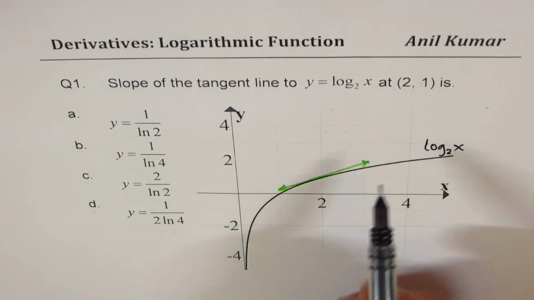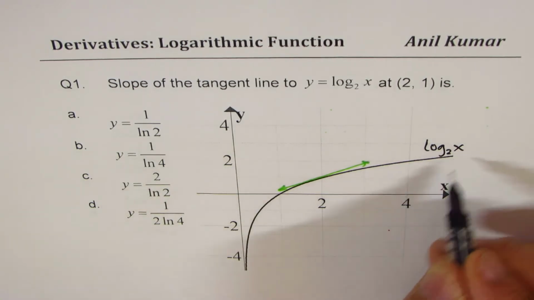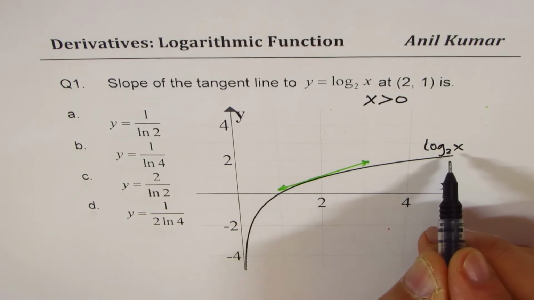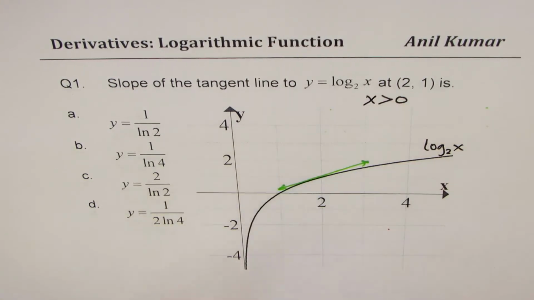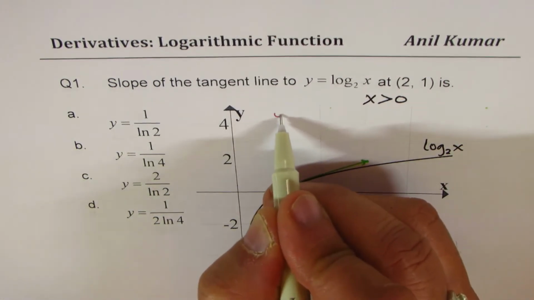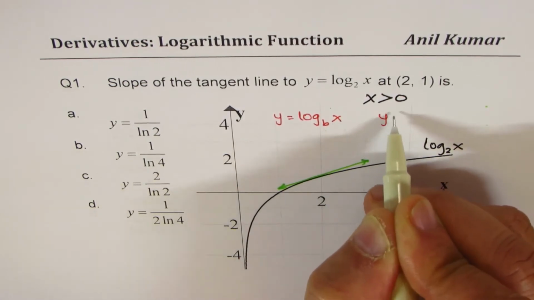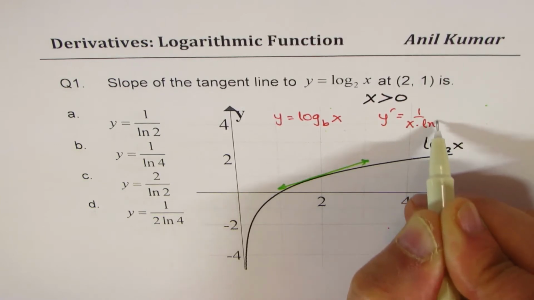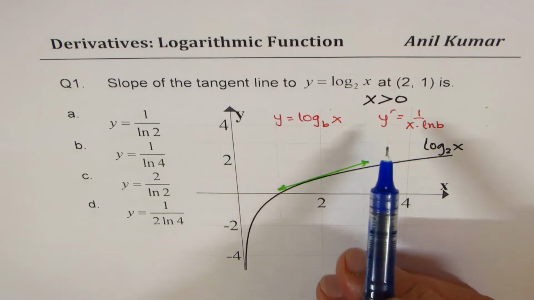As you can see, logarithmic functions have a domain where x is greater than 0, right? So that's the domain for such logarithmic functions. Now we can apply the formula directly here. So I hope you remember the formula. If we have y equals log to the base b of x, then the derivative is 1 over x times ln b, correct? So that's the formula. If you apply this, you get your result.